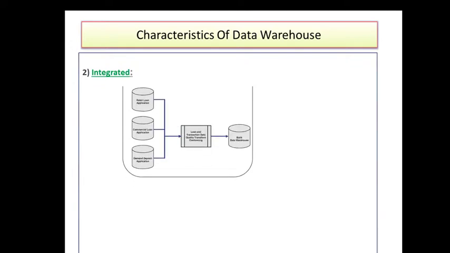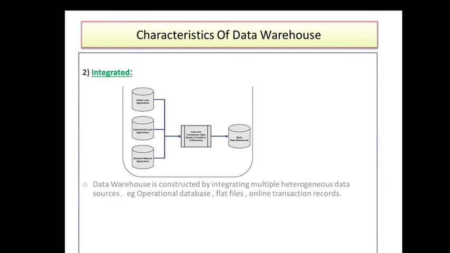Second one is integrated. We receive information from multiple sources for the data warehouse. Multiple different heterogeneous sources such as operational database, flat files, online transaction records. These different sources are more focused on a particular information. So integration and subject orientation are interrelated. A source system providing information is more focused on a particular subject area. So different source systems means different subject areas. So integration is closely related with your subject orientation.